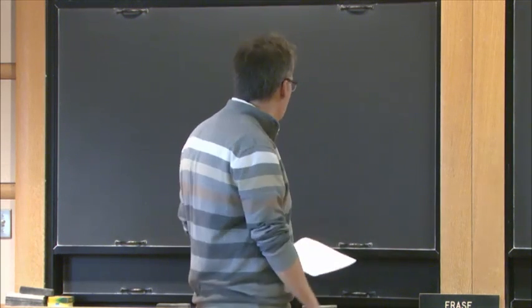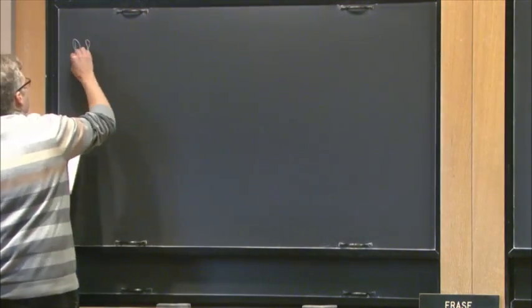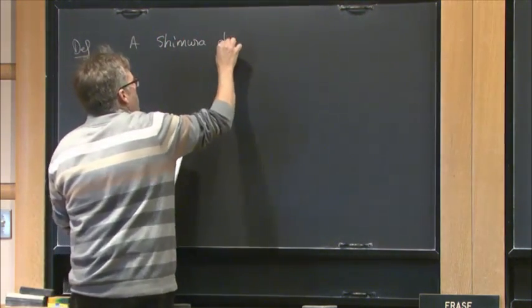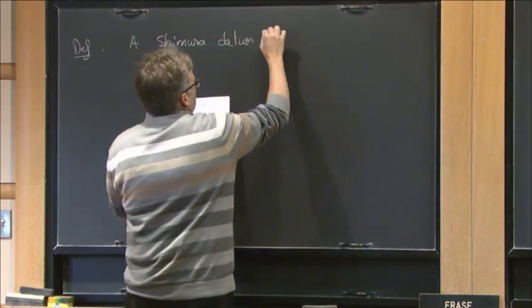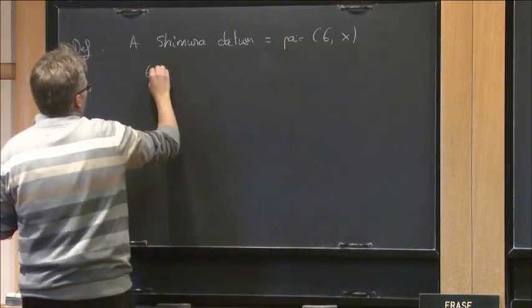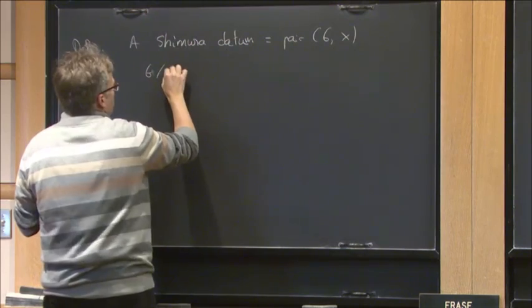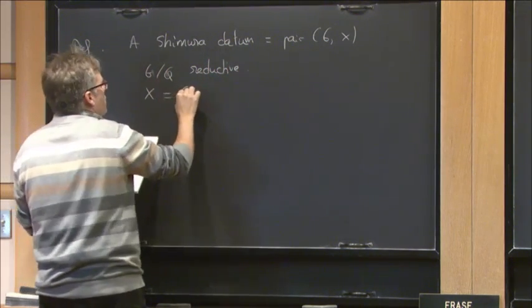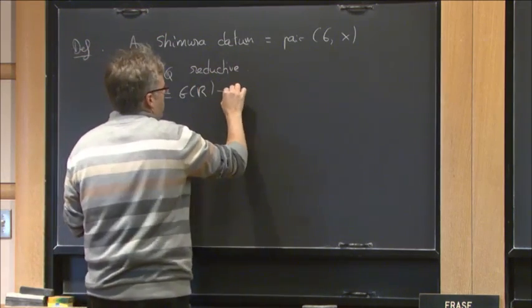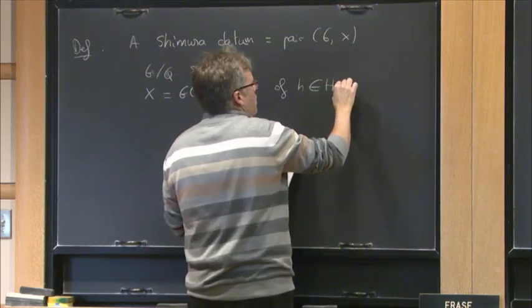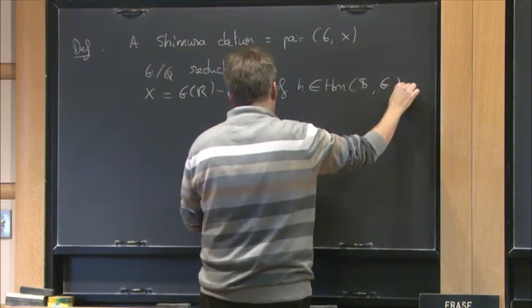Okay, so let me recapitulate what I finished yesterday. Recall the definition of a Shimura datum. This is a pair (G, X), where G is a reductive algebraic group over Q, and X is a G(R)-orbit of h in Hom from the Deligne torus to G.